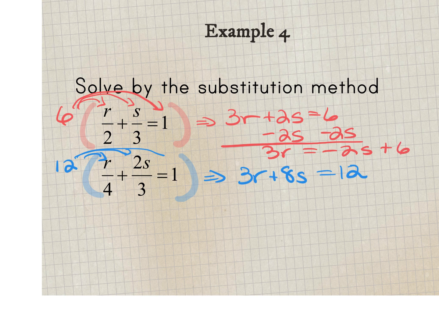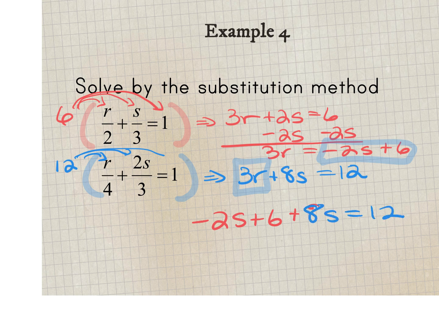Now what I could do is take what 3r equals, and I could replace this whole thing in there. Now you could divide it by 3 and get fractions, but it's a lot easier since these are the same. Just replace the whole thing. So I'm going to replace negative 2s plus 6 plus the 8s equals 12.